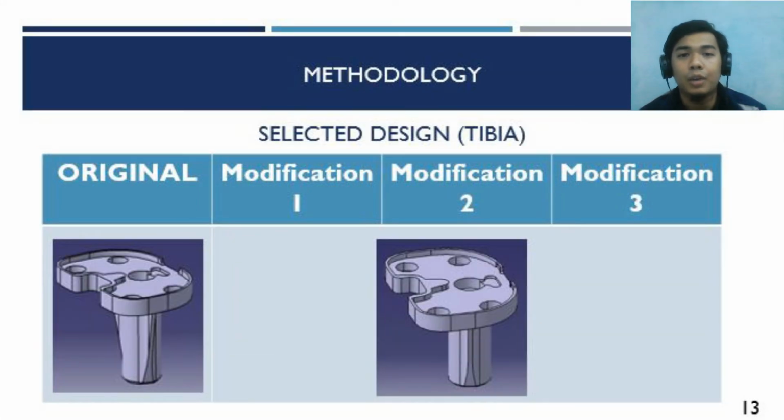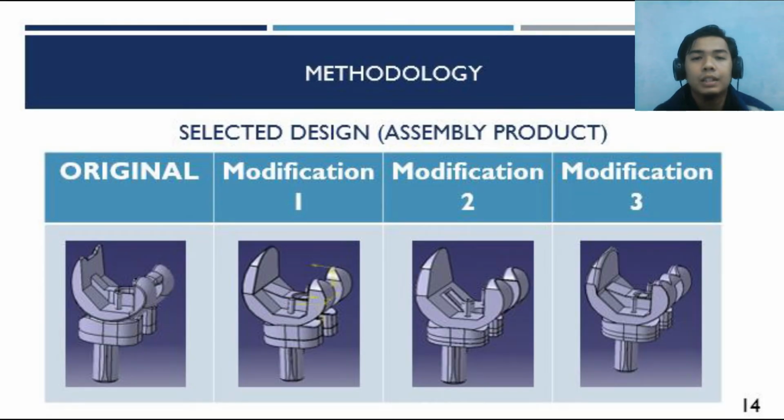The tibia component has one modification only. The difference between the previous design and the new design is the presence of the slot which can tighten the tibia insert or polyethylene component. The modified design has four characteristics.